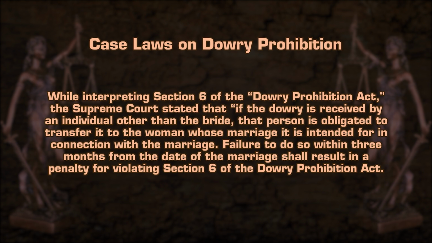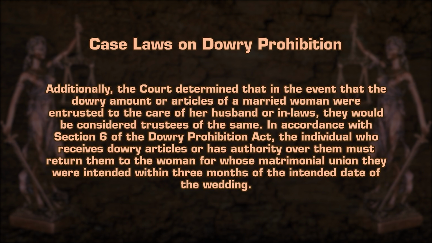Failure to do so within 3 months from the date of marriage shall result in a penalty for violating Section 6 of the Dowry Prohibition Act. Additionally, the court determined that in the event that the dowry amount or articles of a married woman were entrusted to the care of her husband or in-laws, they would be considered trustees of the same.